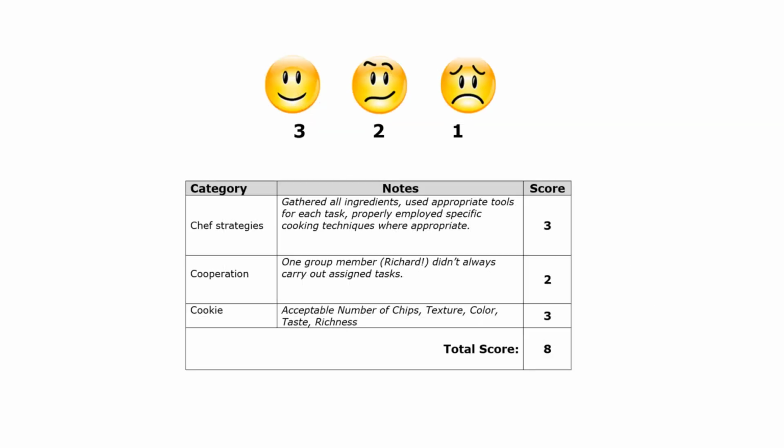Now, just by contrast, you could use a holistic rubric and simply take a bite out of the cookie and give it a 1, 2, 3. And at least you could give an overall rating, or you could do a holistic rubric based on the 3 categories. In this case, chef strategies, cooperation, and the cookie itself, and give that a rating from 1 to 3. And you could, again, give a total score. So in this case, this holistic rubric would address 3 specific categories. Or, again, it could be a 1, 2, or 3 cookie, and that's it.